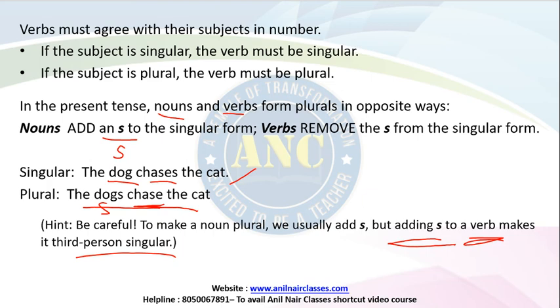The exception is that especially in such cases in present tense, right? If you're adding an s to a noun, it becomes the plural form, but you have to remove the s from the verb, right? So when you remove the s from the word, you're using that in its plural form. Okay.